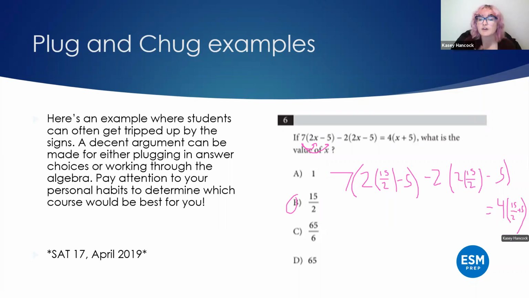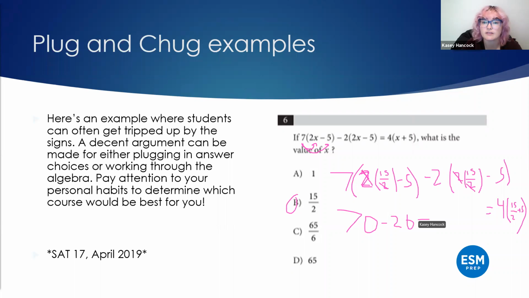So on the left side of our equation, we're lucky because we're multiplying 2 times 15 halves. So we get rid of our fraction whenever we multiply those. Then we're left with 15 minus 5, which is 10. 7 times 10 is 70 minus, and then again, we have another 15 minus 5, so we get another 10. So we get minus 20.